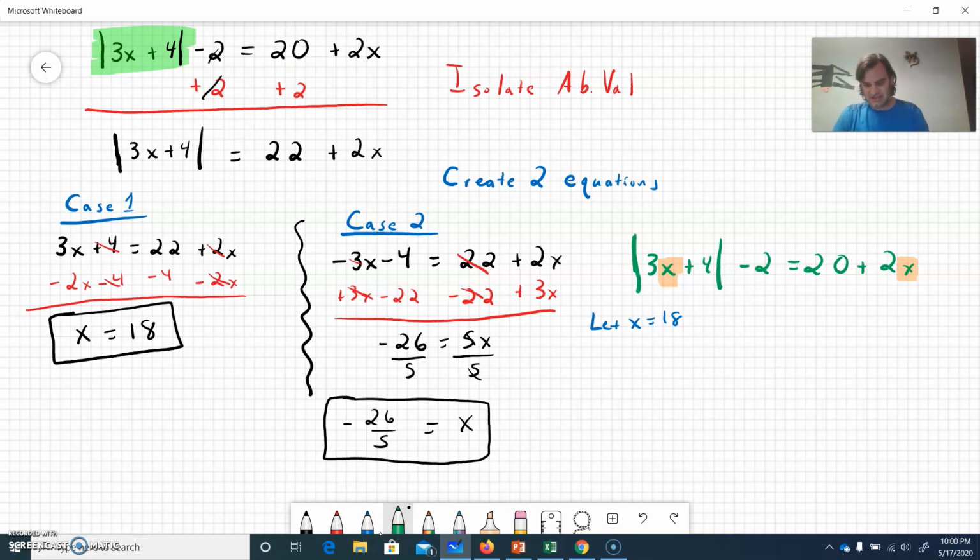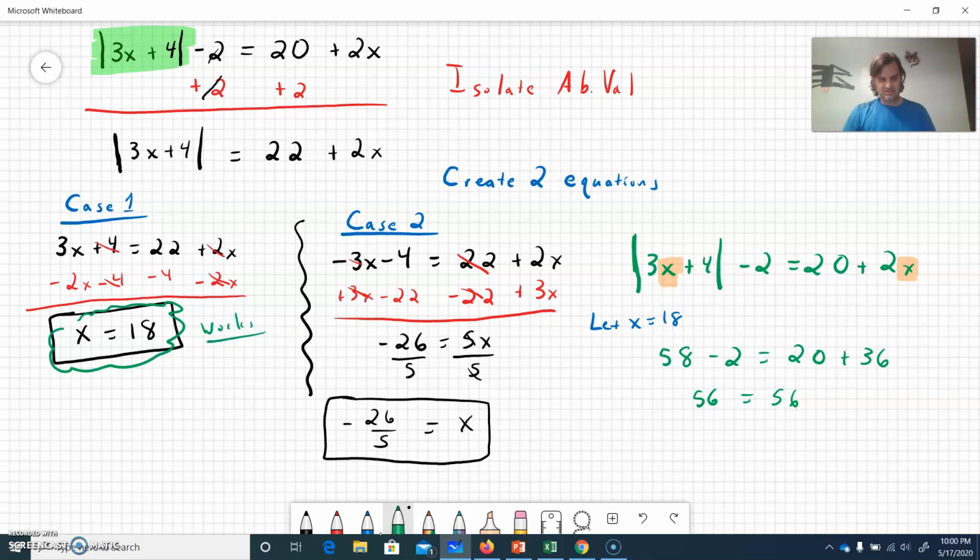But 18 times 3, and then plus 4. So on the left hand side I get the absolute value of 58, which is positive, and that'd be minus 2, equals on the right hand side 20 plus, and then 18 times 2 is 36. So what do I get? I get 56 equals 56. So the 18 works. Okay. Now let's do the same thing with the negative 26 fifths.